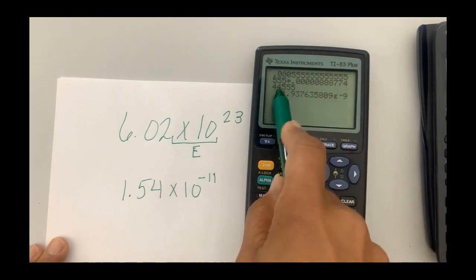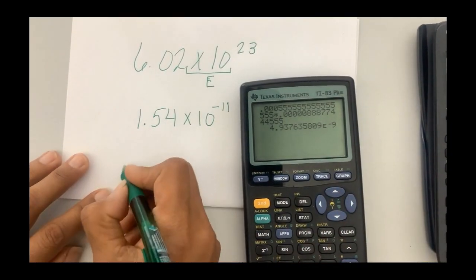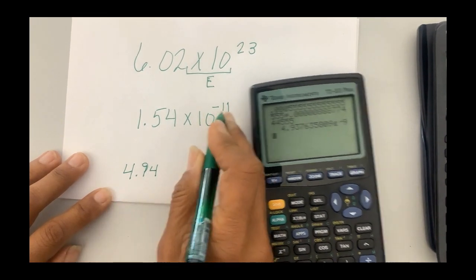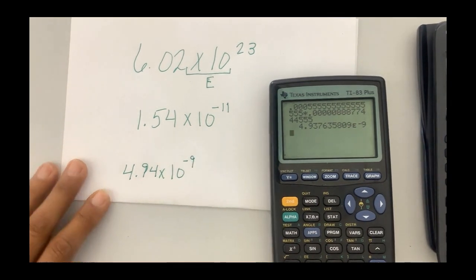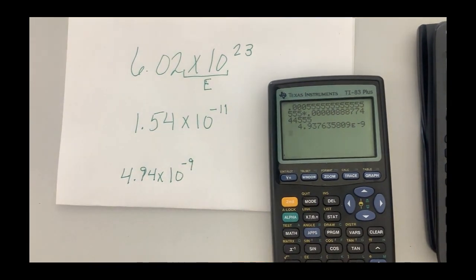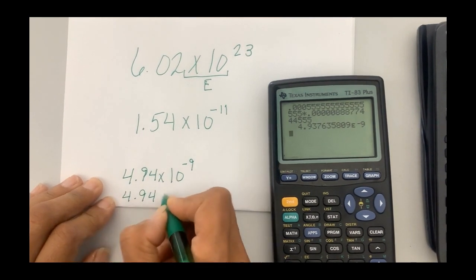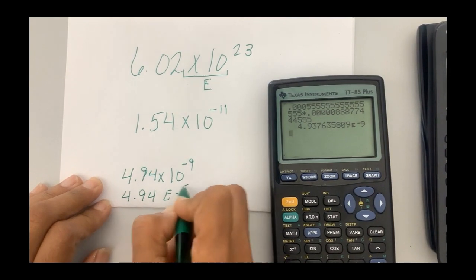So how would I write that? I would write that on my paper like this. 4.94, rounding to 2 decimal places, times 10 to the negative 9th, okay? Do not ever write on your paper 4.94 e negative 9, okay? I will mark this wrong.